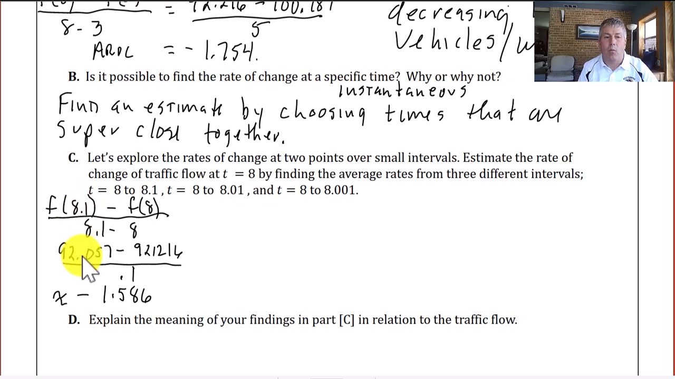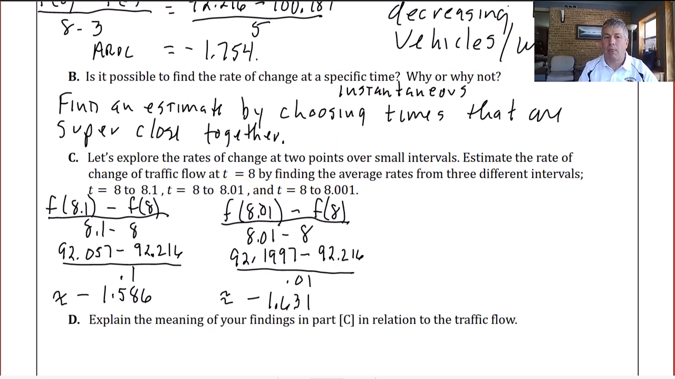So putting 8.1 in, I get 92.057 minus f of 8, which is 92.216. I miswrote that. All over 0.1, and we get approximately negative 1.586. So next we'll do the exact same thing, but for 8 and 8.01 seconds. F of 8.01 is 92.1997 minus f of 8, or 92.216, all over our change in x, which is just 0.01. Put that in our calculator, and we get negative 1.631.